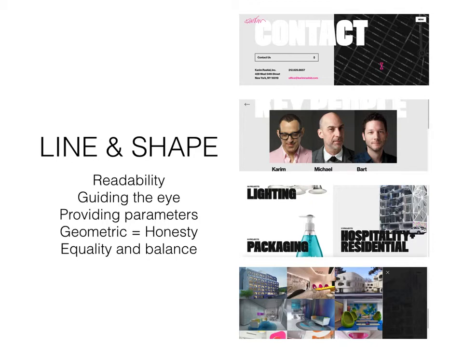On this website, Karim uses line and shape as elements of design to help guide the eye through the website and the content on each page. Line and shape aid in readability. They provide parameters for the information and context. Geometric shapes convey honesty, while square grid shapes convey equality and balance.